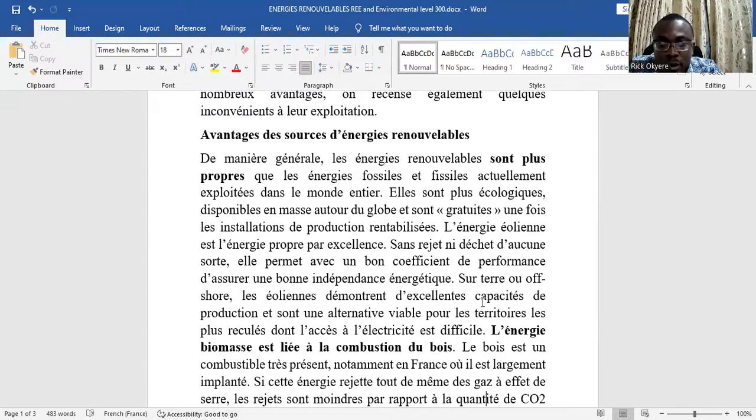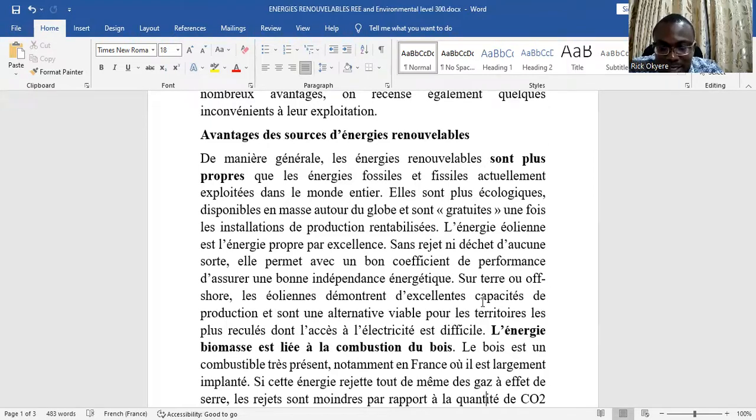Okay, so in the places whereby they cannot get access to electricity, the renewable energy comes in handy. They can tap the power of the wind, the power of the sun to generate light and other sources of energy. Okay, so let's go on.